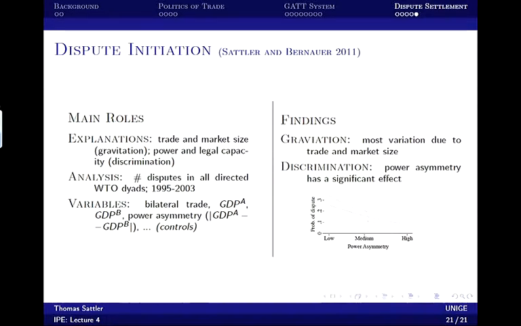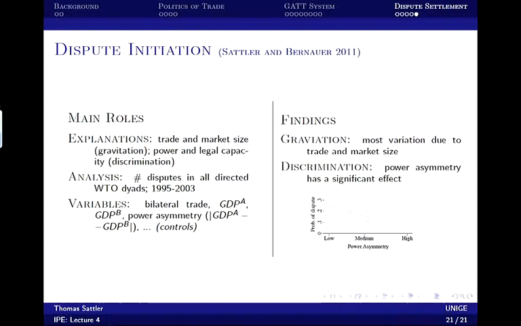That means that highly unequal countries very rarely see a trade dispute, because the powerful country can actually coerce the other country to either change behavior outside the WTO or to not use this dispute settlement mechanism against itself.